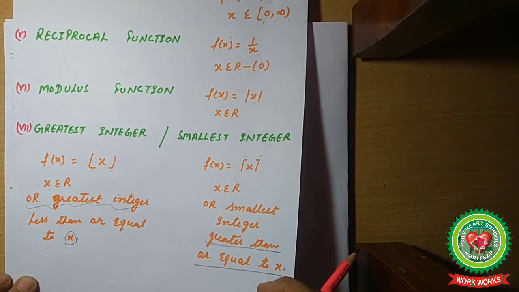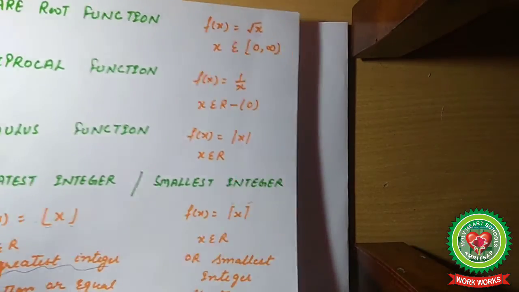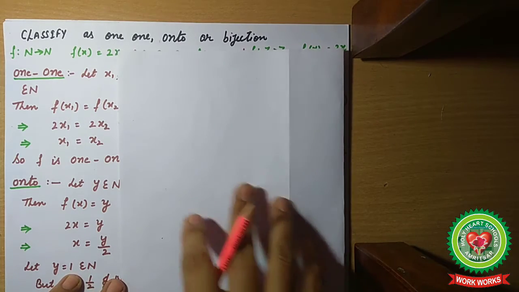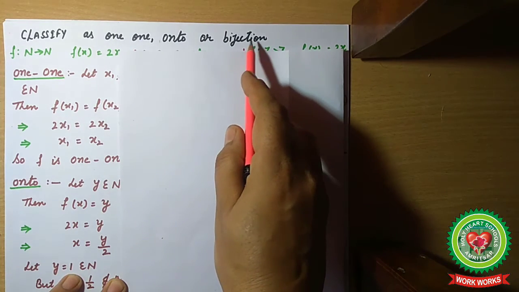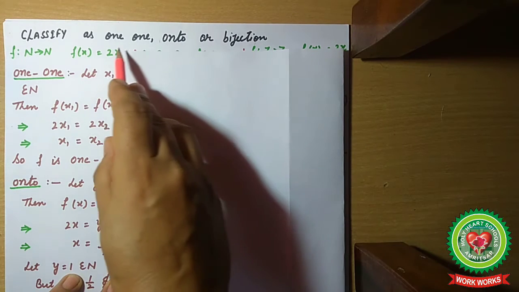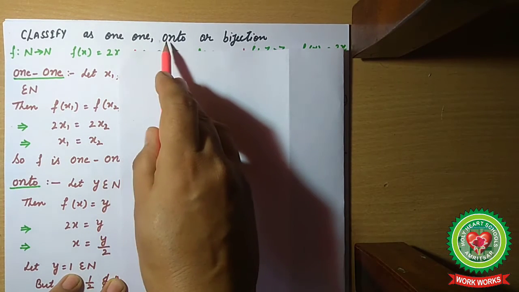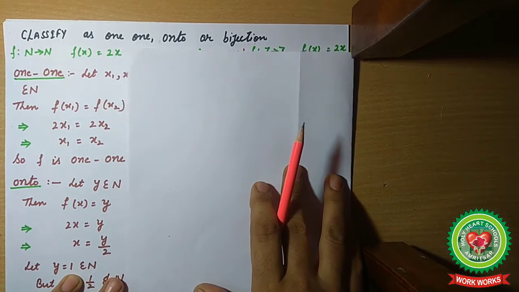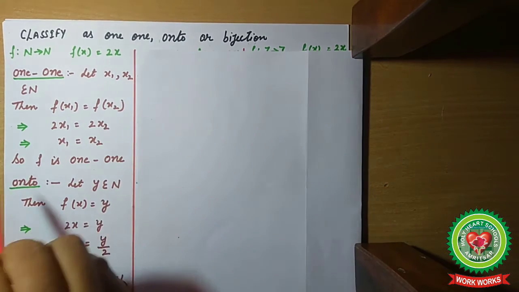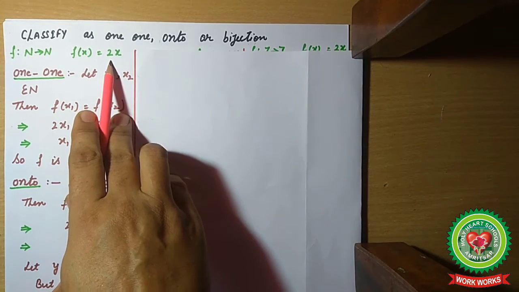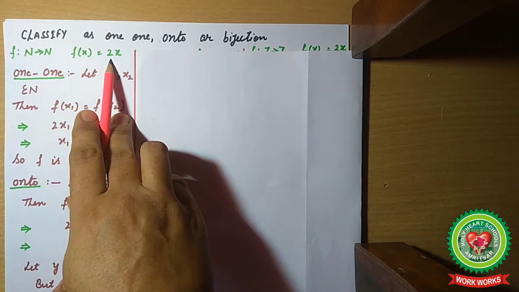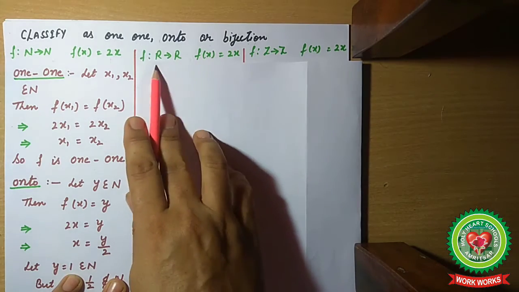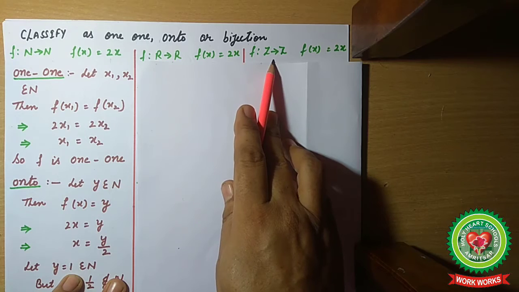Now we will take one or two examples of how we can solve real functions for one-one and onto. First of all, classify as one-one, onto or bijection. We know the condition of a bijection: if the function is both one-one and onto, then that function is a bijection. Now I am taking a very simple example, f(x) = 2x. We will solve it for natural numbers, real numbers, and integers also.